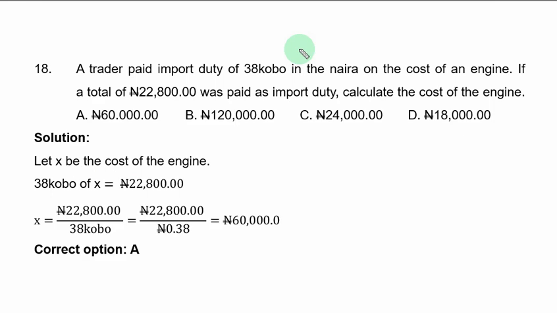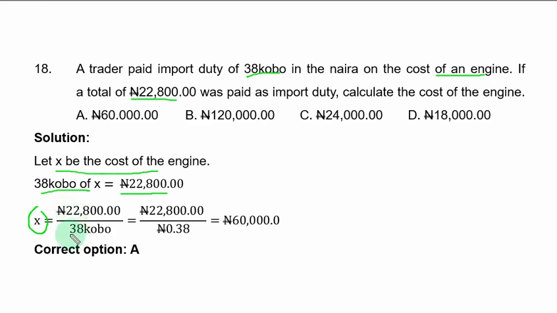Question 18. A trader paid import duty of 38 kobo in the naira on the cost of an engine. If a total of 22,800 naira was paid as import duty, calculate the cost of the engine. So let S be the cost of the engine. So you have 38 kobo of S is equal to the total amount paid as import duty. You simply make S the subject by dividing through by 38 kobo. Now the unit ought to be the same, naira.